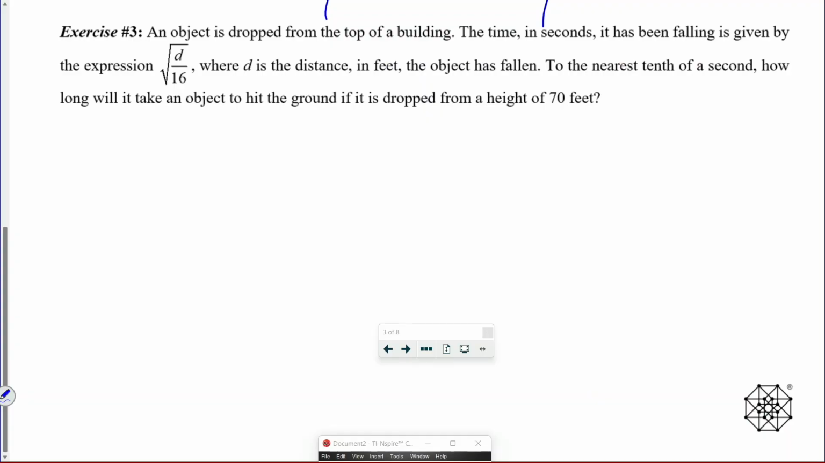An object is dropped from the top of a building. The time, in seconds, it has been falling is given by the expression the square root of d divided by 16, where d is the distance in feet the object has fallen. To the nearest tenth of a second, how long will it take an object to hit the ground if it is dropped from a height of 70 feet?